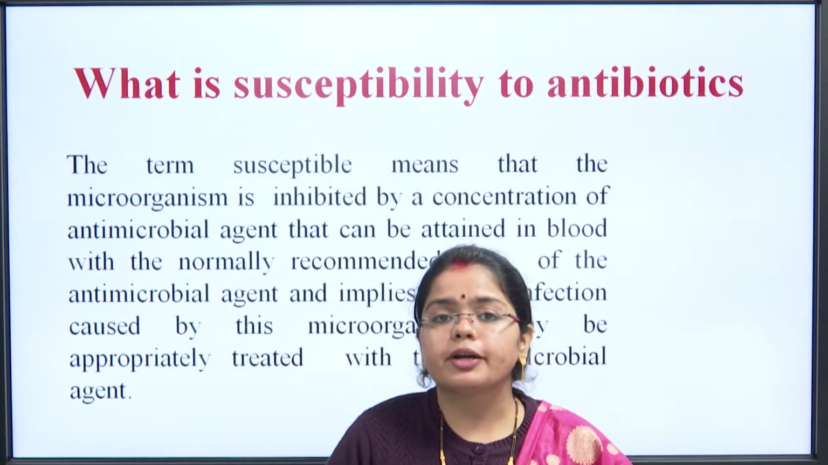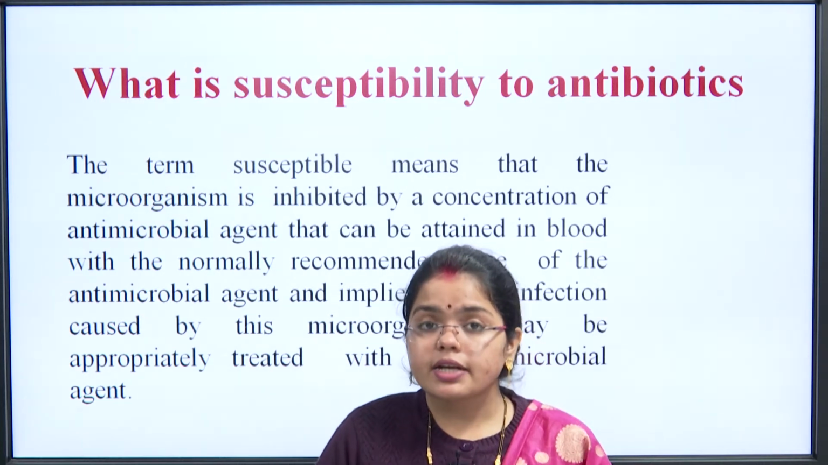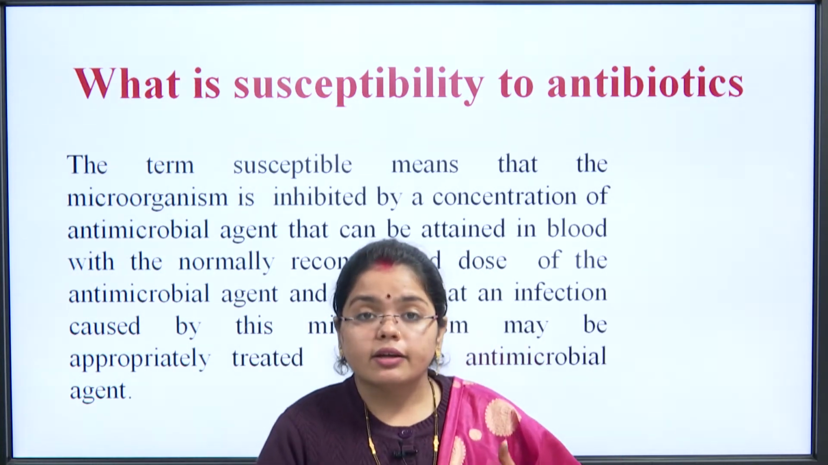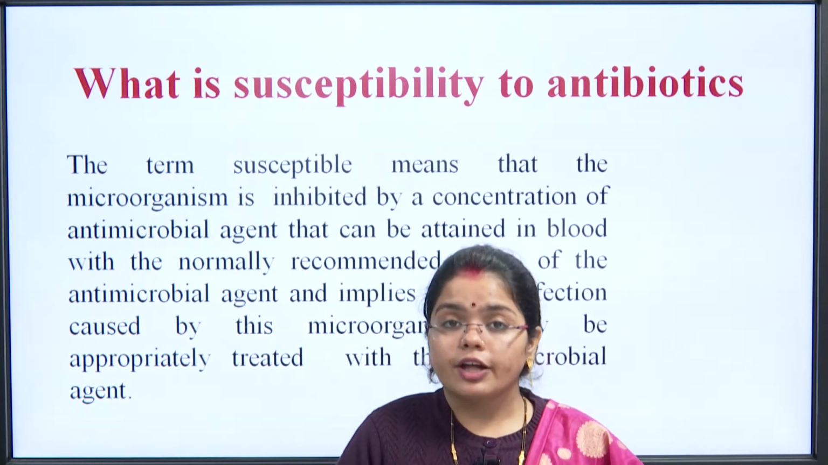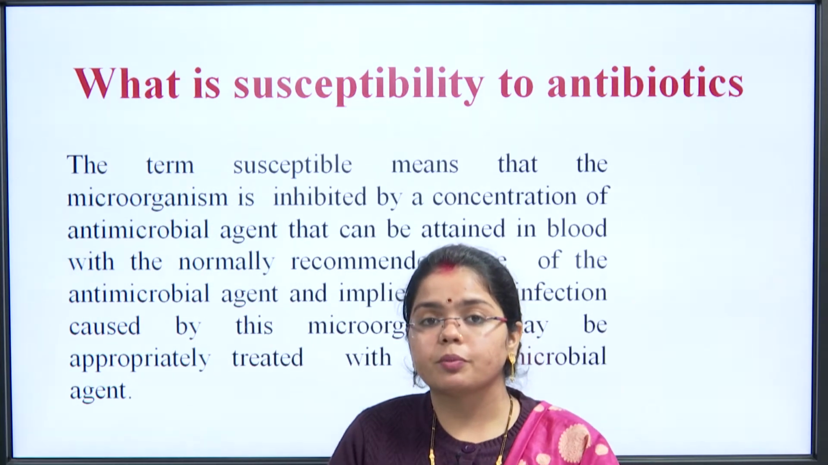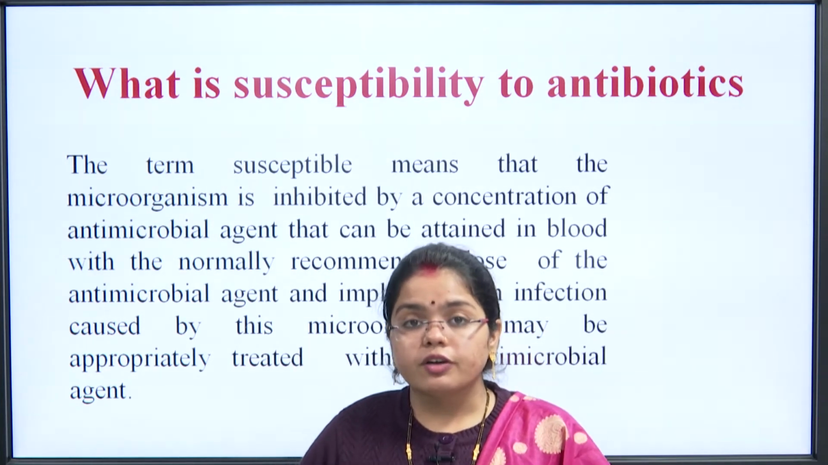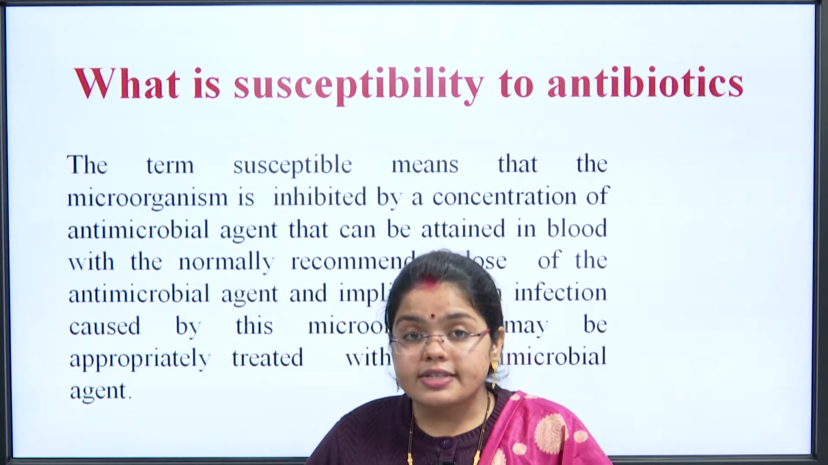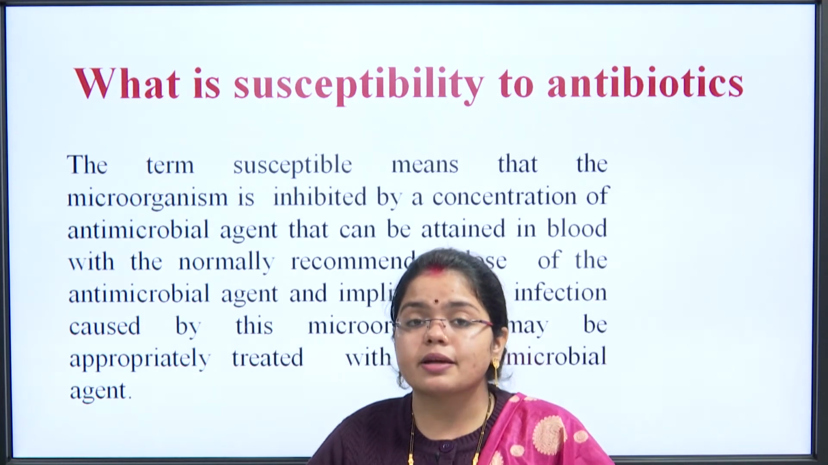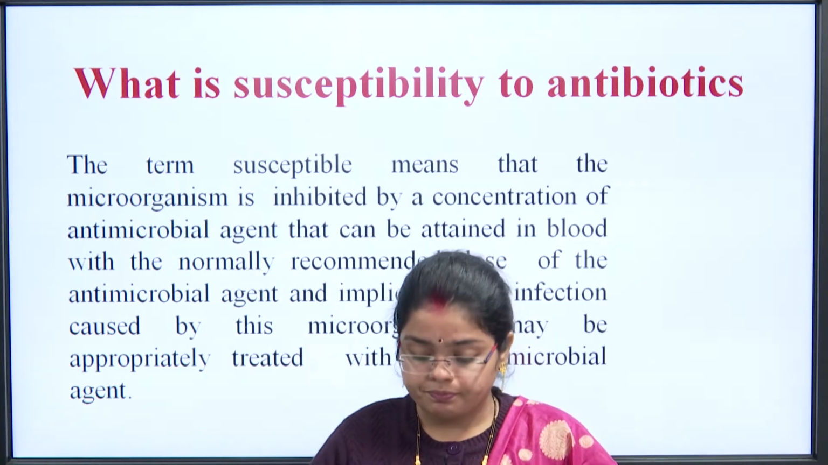When we talk about the susceptibility of a microorganism, it means that when a particular antimicrobial agent is present in that environment, in that culture or in our body, the microorganism will not be able to flourish or grow. When this happens, we say the microorganism is susceptible to that antimicrobial agent. And what we infer from this concept is that microorganism A is susceptible to antibiotic B. That means antibiotic B can be prescribed for that particular microorganism.